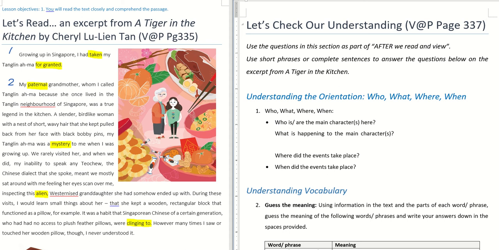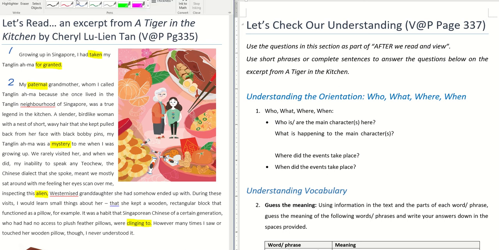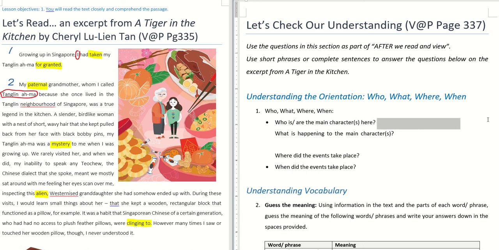So who are the main characters here? The main characters here would be Tangling Ama, as well as I, the writer. Next, what is happening to the main character? The main character says, I had taken my Tangling Ama for granted.